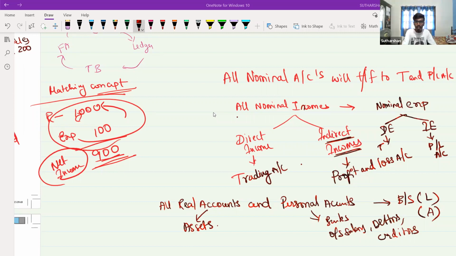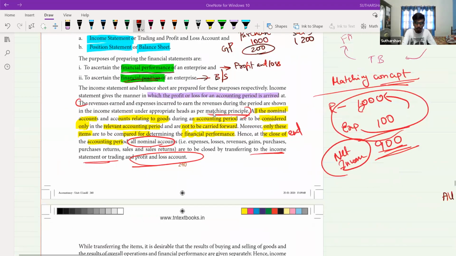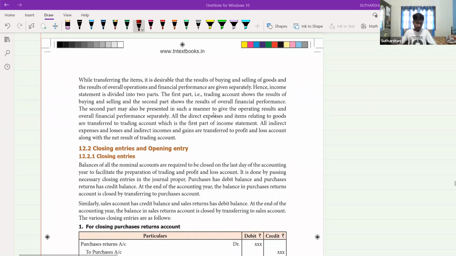So these are the statements I need to make. After that we will move on to the next thing. Susmita, read the next part.